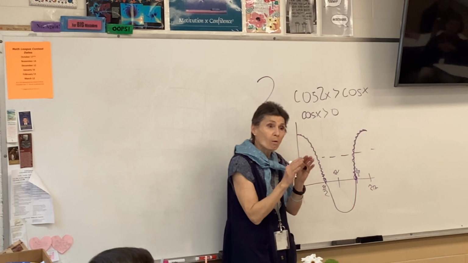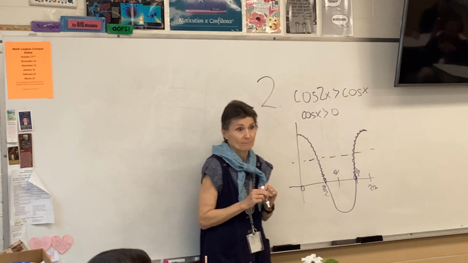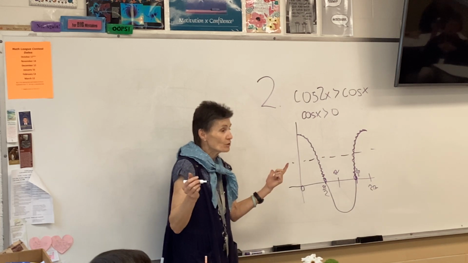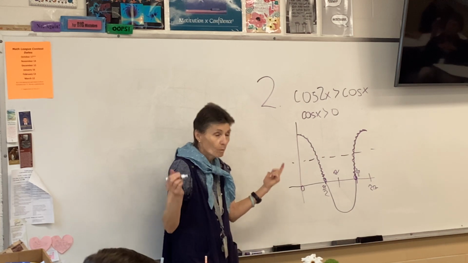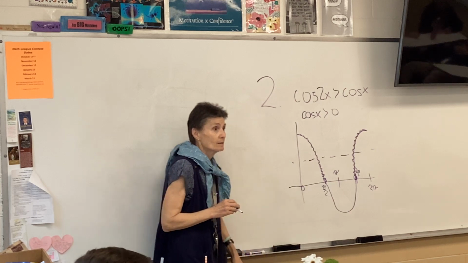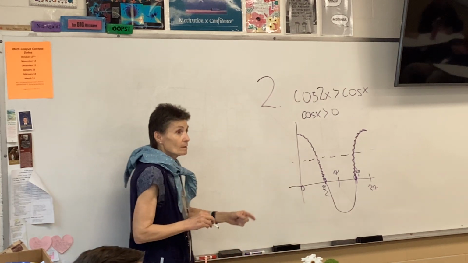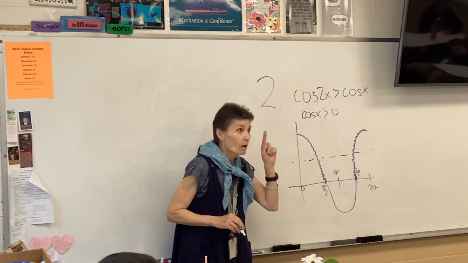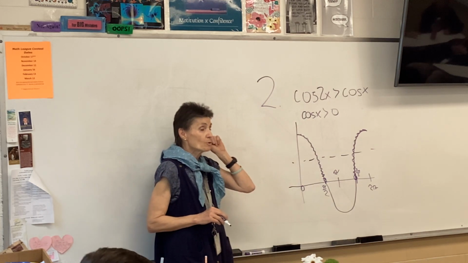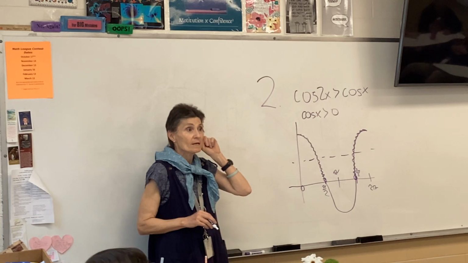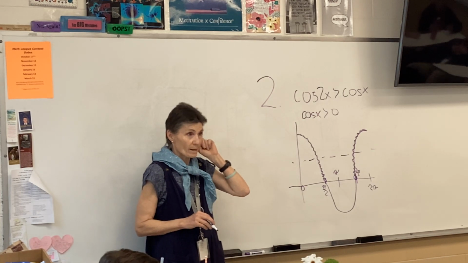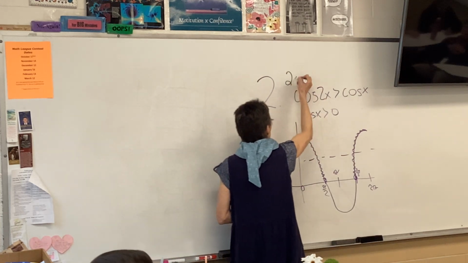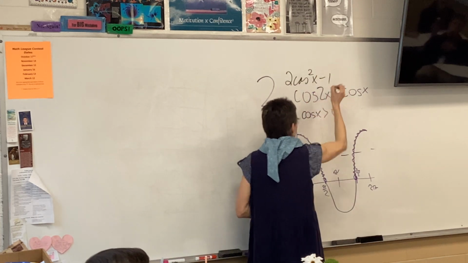So what do we know about cosine 2x? Whoa, whoa, whoa, I told you to use your notes. This is inexcusable. What do we know about cosine 2x? Cosine squared x minus 1? It's equal to cosine squared x minus 1? No, not cosine 2x. Cosine 2x is 2 cosine squared minus 1. So this is 2 cosine squared minus 1.